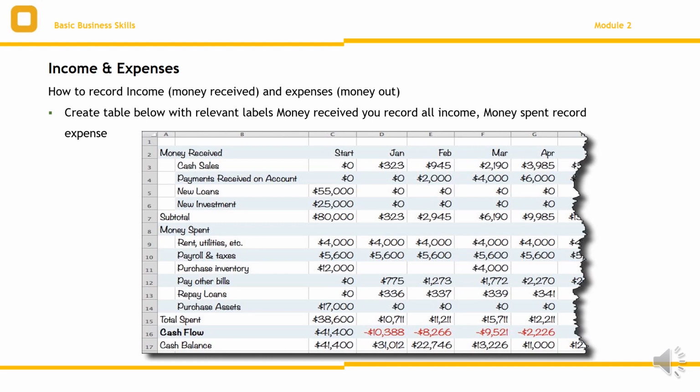We also need to calculate the difference between income, which is money received, and our expenses, so that we're able to track if the business is making a profit or a loss. So to record, you can make a table similar to this one where you would record your money received as well as your money spent, so that you're able to track and see whether your business is making a profit or a loss.